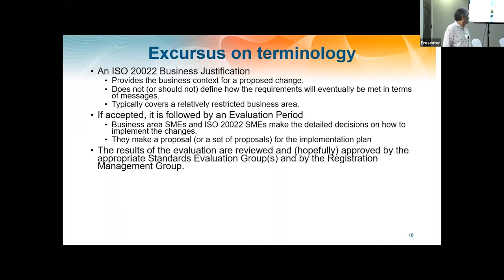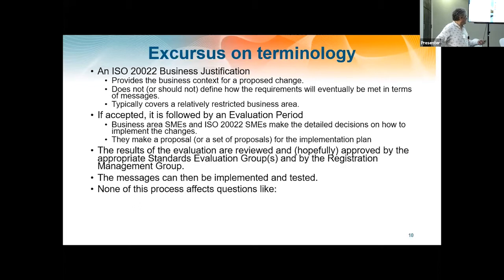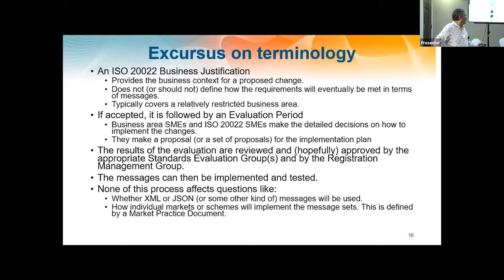And then the results of the evaluation are reviewed and approved by the standards evaluation group and the registration management group. Okay, so we are right at the start of that process at the moment, in the business justification area. So what should be happening is people should be thinking about the business context, whether it's a real business context, whether it's a good representation of a business requirement, those sorts of things. The messages can then be implemented and tested, but none of this affects questions like whether we should use XML or JSON. That's a subsequent question, not interested at this point. Or how individual markets or schemes will implement those message sets.